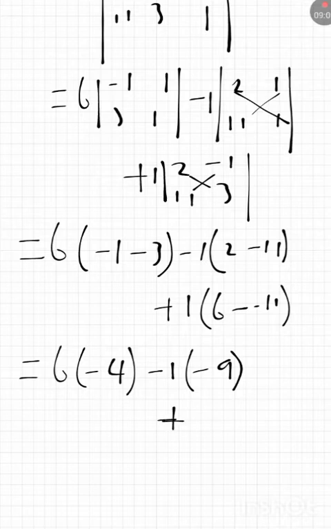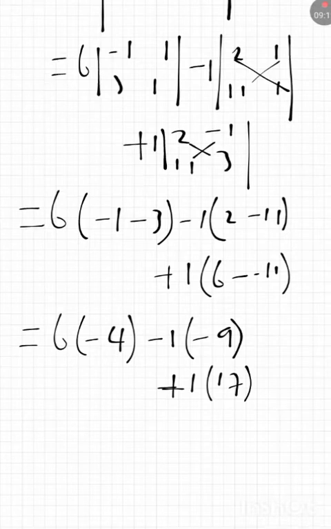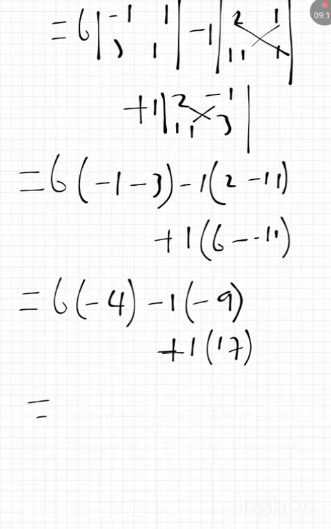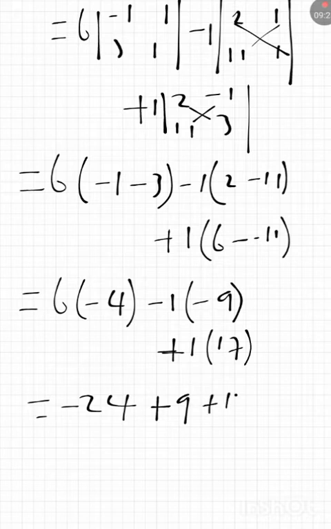Plus 1 into bracket 6 minus 11. So I have 6 plus 11, that is 17, which is equal to 6 times minus 4, that is minus 24, plus 9 plus 17. 2.